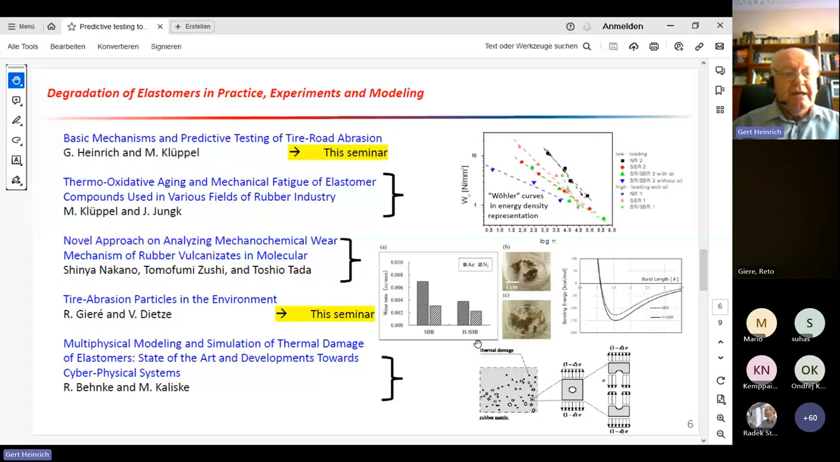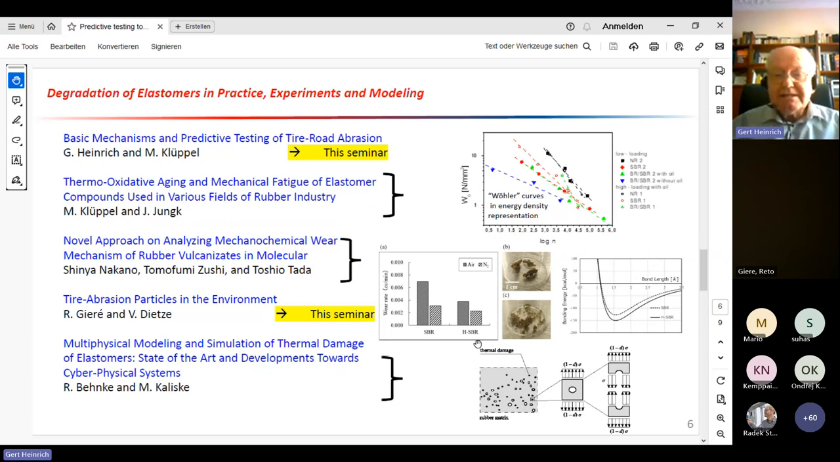We have nice chapters by Klüppel and Jung about thermo-oxidative aging and mechanical fatigue of elastomers. You see here on the right side an example of the so-called Wöhler curves in energy density representation for many rubbers that have a real practical application. We also have a contribution from SRI, Sumitomo Tires in Japan, about a novel approach to analyzing mechanochemical wear mechanisms.